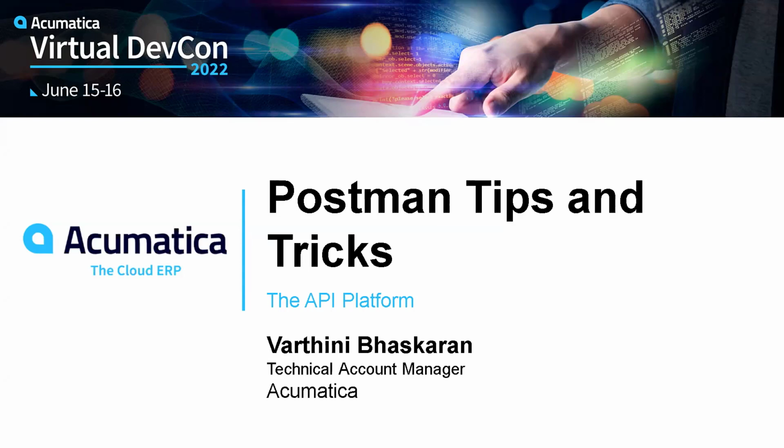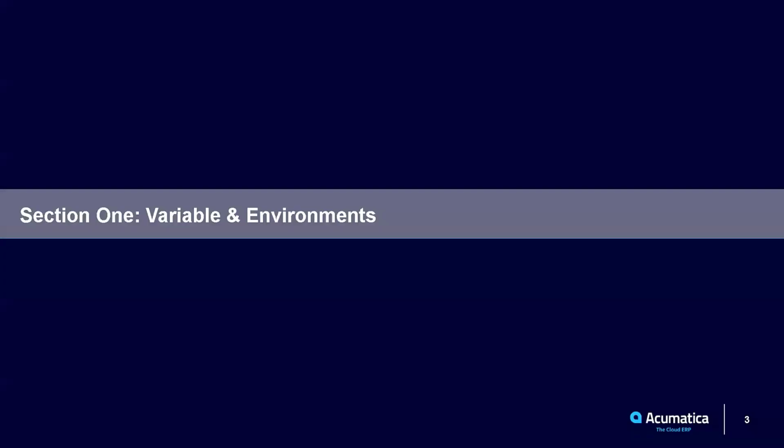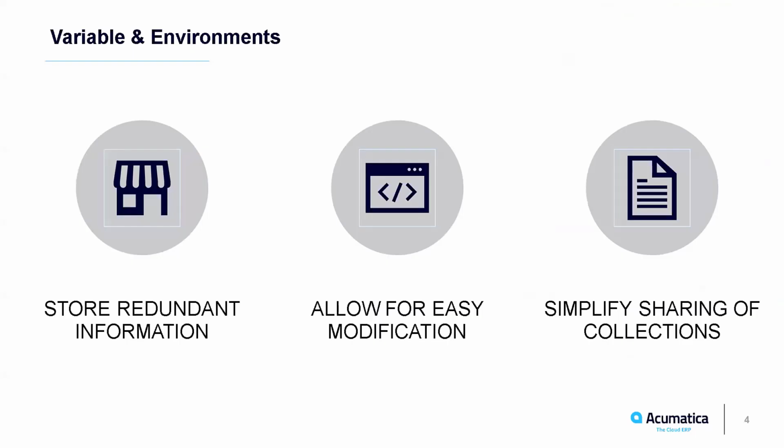So, earlier we saw Samuel, my colleague, presenting about web services. It is highly impossible to talk about web services without touching upon Postman because that's the go-to tool for testing any API. The three major features that we want to look into are variables, testing, and collection runner, and at last we'll look into some of the useful shortcuts that we use day to day. So without further ado, let me go into the first section, variables and environments.